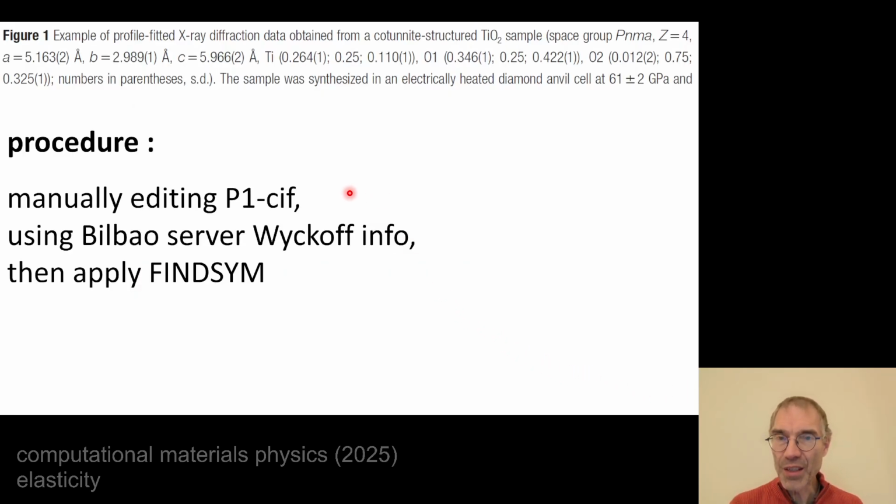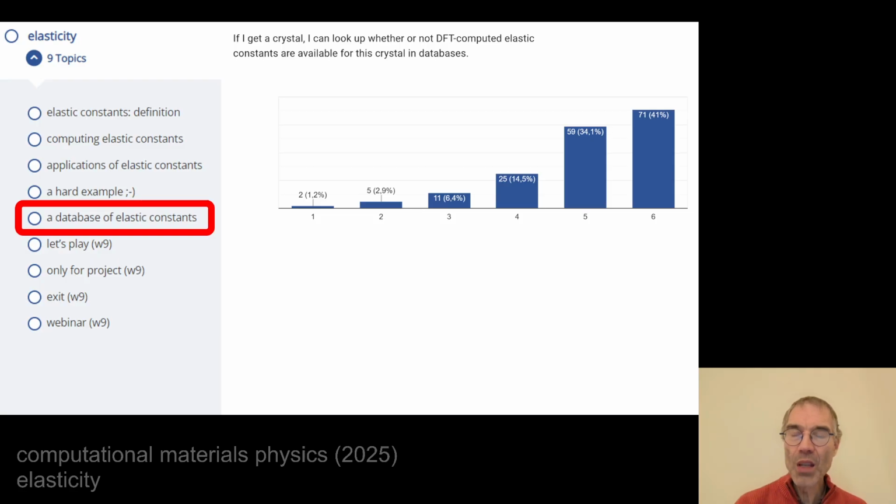And I have repeated this here in a short scheme. With this information and with the Bilbao server, you can make a P1 CIF file. You can put that in FindSym, and you have a fully symmetrized CIF file for that crystal. And on this one you then calculate the elastic constants. In many cases you don't have to calculate elastic constants because you can look them up in databases. And that's an interesting fact.